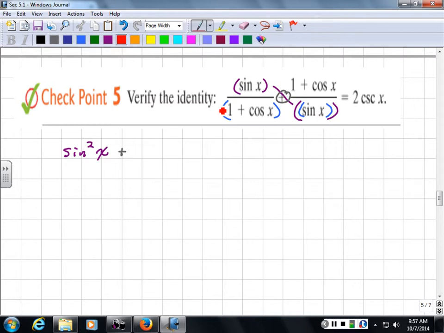And then I'm going to take this right here and multiply it by this right here, which is simply going to give me 1 plus cosine x quantity squared. And we'll deal with that in a moment. And that's all going to be over 1 plus cosine x times sine x.